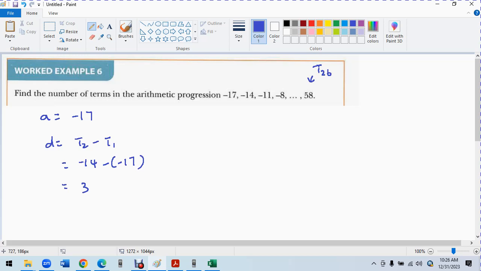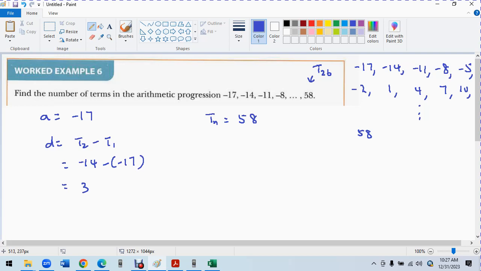In the exam you can do it manually also, it is not difficult. We have -17, -14, -11, -8, -5, and then -2, 1, 4, 7, 10, and you do it until the 26th, then you will get 58. So this one we call Tn. So Tn is 58. That is the last term now.